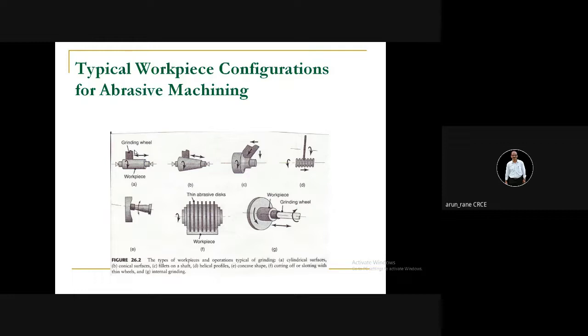So that's why it has to rotate, so that the entire circumference will be in contact with the workpiece, and there will be erosion or wear on the entire circumference of the grinding wheel. So that's why the grinding wheel has to rotate. This is a question which is to be asked in viva: why does the grinding wheel have to be rotated? So the workpiece is rotating, the grinding wheel is rotating.